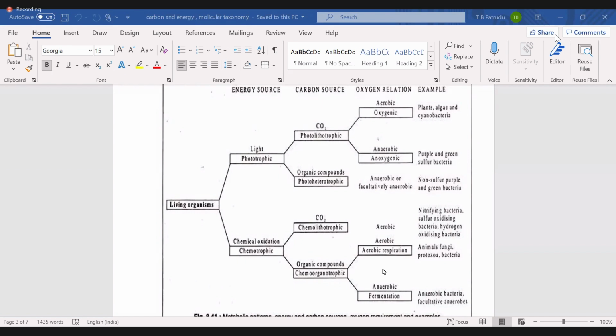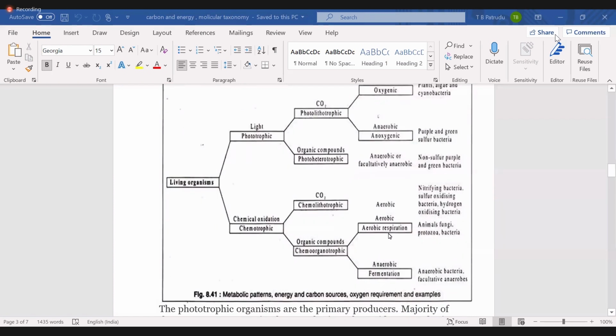Next, chemoorganotrophs are aerobic, respiration and fermentation. Aerobic respiration is in the presence of air, and anaerobic is fermentation. Aerobic respiration comes under animals, fungi, protozoa and bacteria. The animals, fungus, protozoa and bacteria all go to chemoorganotrophs. Organic carbohydrates work out here, and anaerobic is all fermentation.